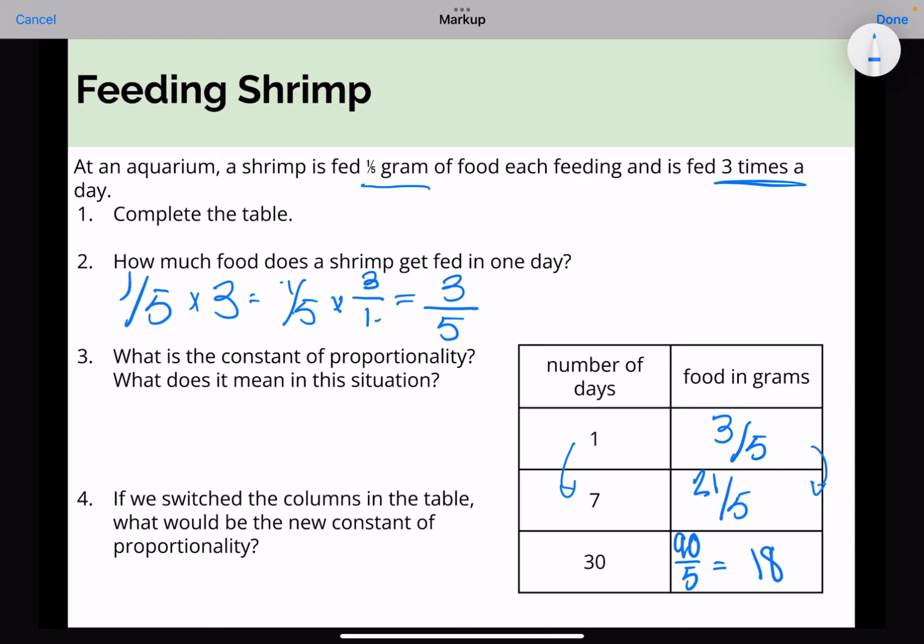So, our constant of proportionality, from our number of days to our food in grams, we multiplied by 3/5. 1 times 3/5 gives us 3/5. So, our 3/5 means that one shrimp gets 3/5 grams of food per day.